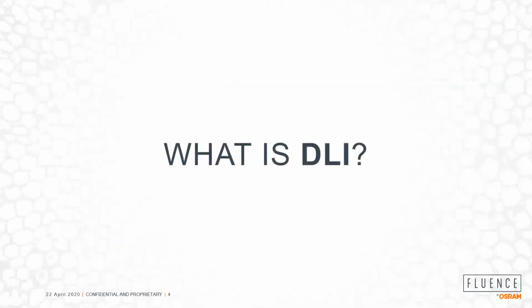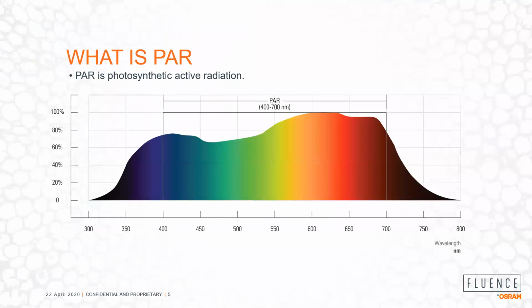So what is DLI? First, to understand what DLI is, we need to understand the components of which DLI is composed. So the first one is PAR, and PAR is photosynthetic active radiation. And PAR is the wavelength of light that is within the range of 400 to 700 nanometers. And this drives photosynthesis. So PAR is a widely used, but often misused term that is related to horticulture lighting. PAR is not a measurement like feet or inches or kilos, but rather it defines the type of light that is needed to support photosynthesis.